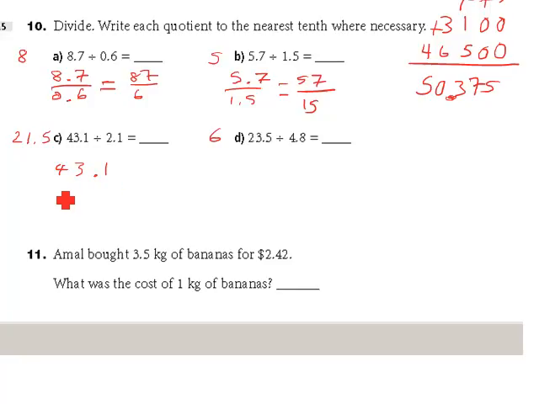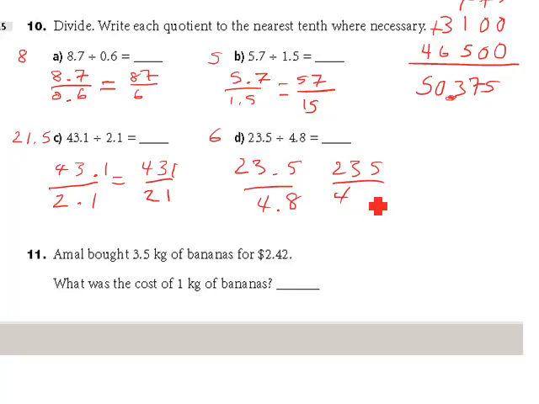All right, so 43.1 divided by 2.1. Just look at that like an equivalent fraction. That would be 431 over 21. Hopefully you're seeing what's happening here. I'm multiplying by 10 on each one of these. 23.5 divided by 4.8 is going to be 235 divided by 48. Okay, so what we've done is we've made equivalent fractions, essentially, to give us easier division problems, and we got rid of the decimal on all of them. I'm just going to do one example.